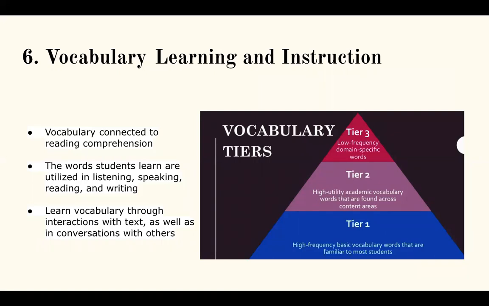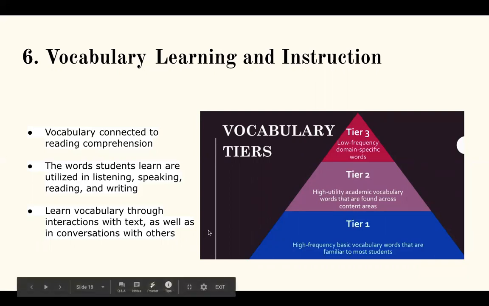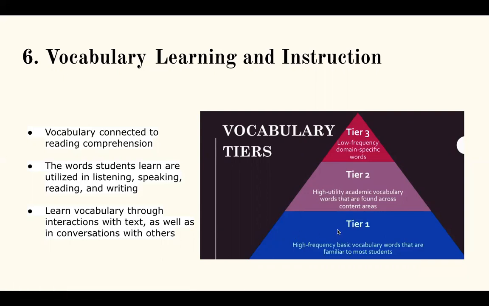And so there are different levels of vocabulary, and basically each vocabulary word might serve a unique purpose. So specifically we have tier 1 words, which are those high frequency basic vocabulary words that are familiar to most students, whereas tier 2 words are those high utility academic words that might be found across different areas. And then tier 3 words are those low frequency domain specific words. So we want to be very intentional about what kinds of vocabulary we're teaching and mindful of why.